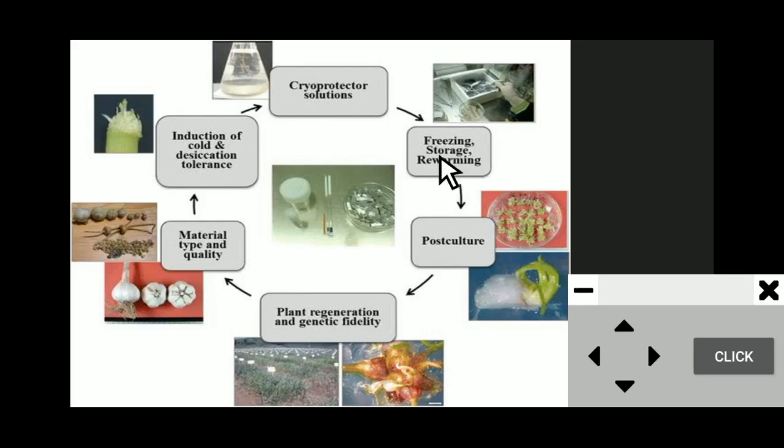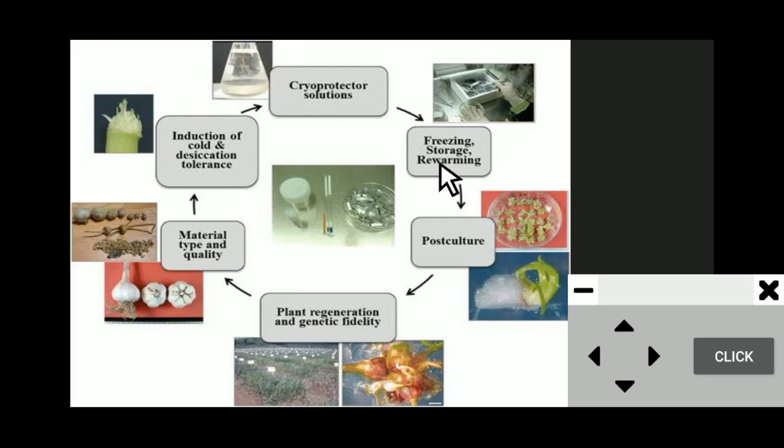After freezing, the materials are stored at temperatures ranging from minus 70 to minus 196 degrees Celsius. If the nitrogen is in liquid form, the temperature is maintained at minus 190 degrees Celsius, or if it is in vapor phase, the temperature is maintained at minus 150 degrees Celsius in refrigerators. The main objective behind the storage is to stop the cellular metabolic activities and maintain their viability to conserve the germplasm.